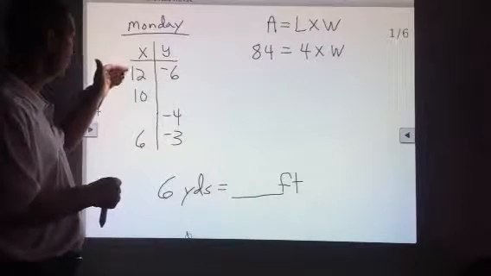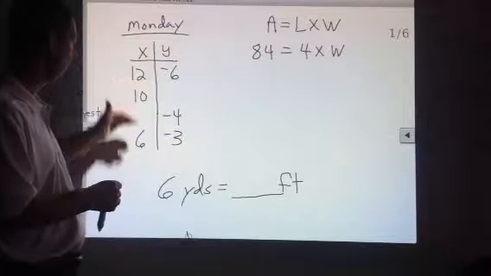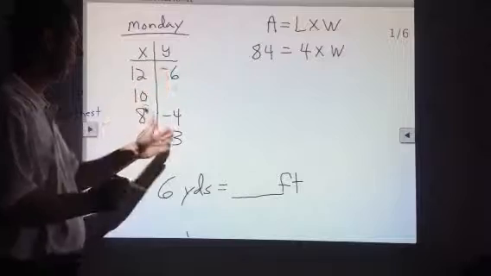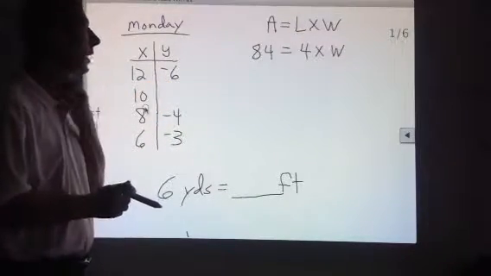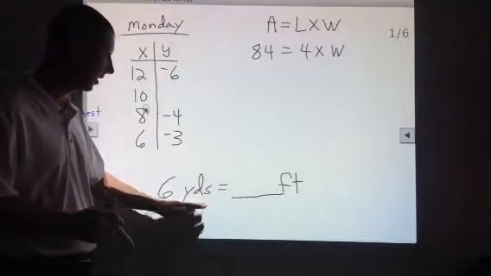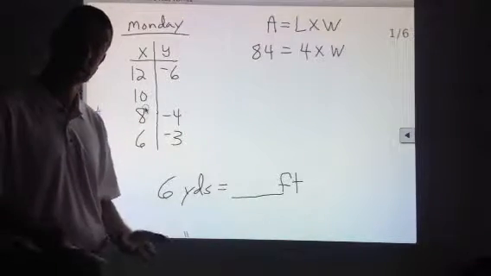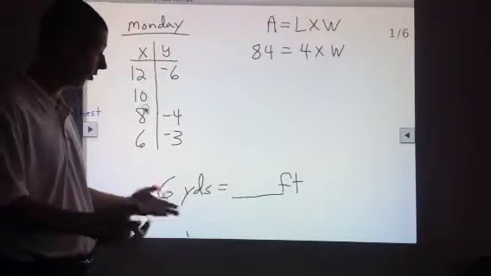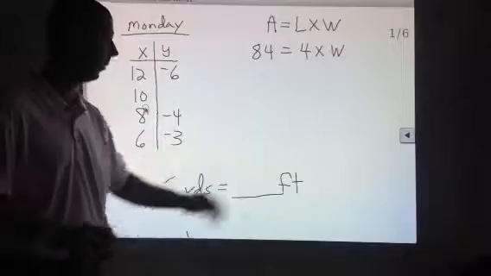Okay, so there's a couple ways you can do it. You can look for a pattern. In this case we got 12, 10, if 6 is here, this is going to be 8. And that leaves you 1 to fill in on your own. You got another problem where it's 6 yards and you got to get the feet. Well, there are 3 feet in 1 yard, so you basically just got to go 6 times 3 and you'll have how many feet.